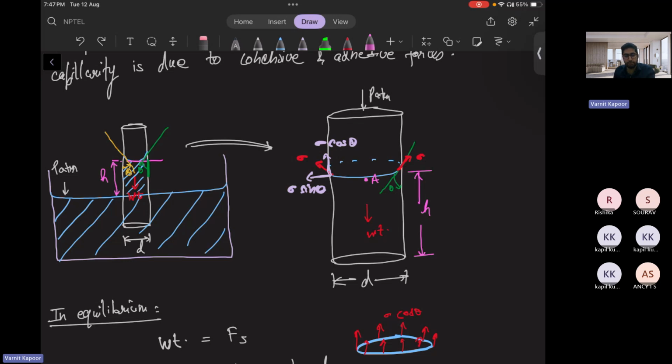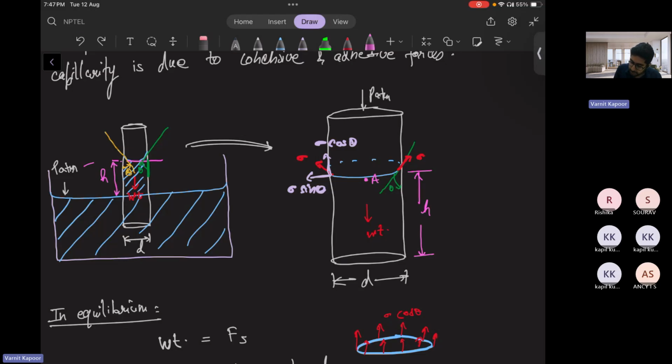We will discuss this hydrostatic pressure in the next tutorial, don't worry. But for now, I'll explain that hydrostatic pressure is density into gravity into h, the depth, rho gh. What was the pressure at this place? Here it was P atmosphere. From there, it was liquid.